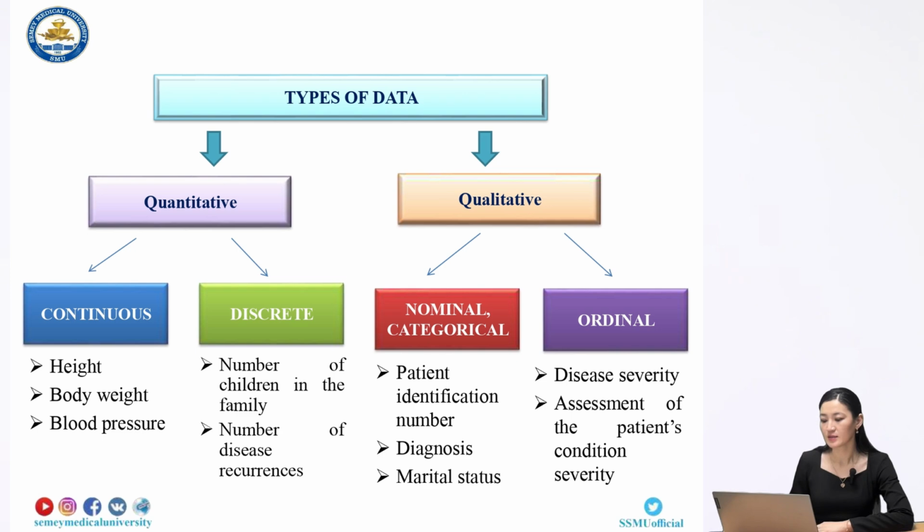For example, disease severity or assessment of a patient's condition. However, it's impossible to express them numerically. We cannot determine how much or how many times one state is better or worse than another. Ordinal variables are often coded with numbers, but unlike quantitative data, arithmetic operations cannot be performed on them. Variables that can take only one of two opposing categories, for example, male and female gender, presence and absence of disease, are called dichotomous or binary variables.